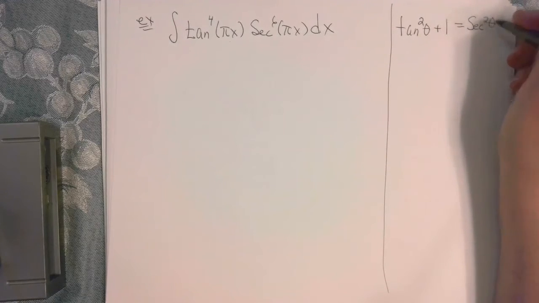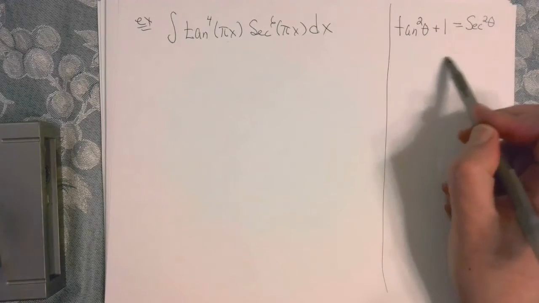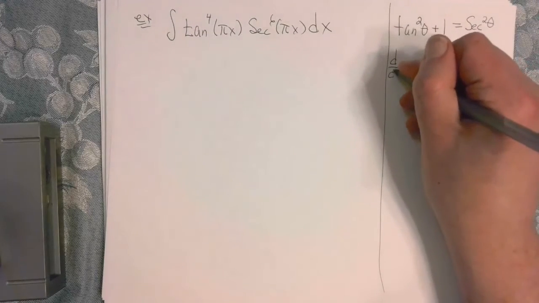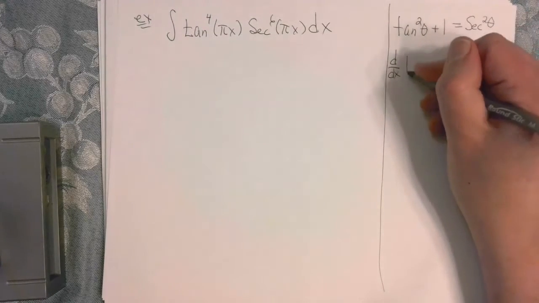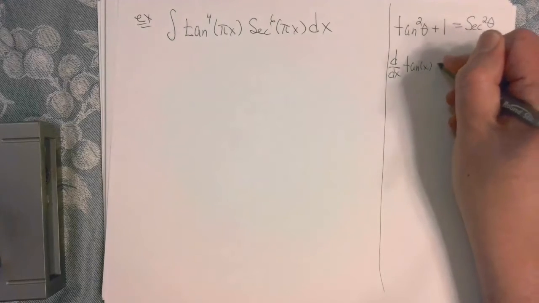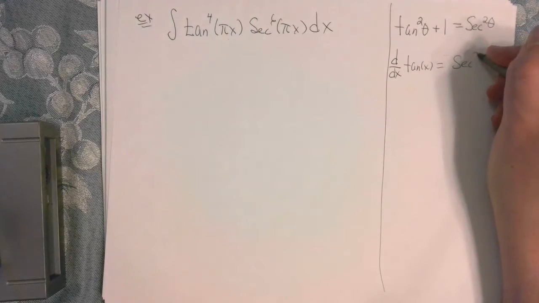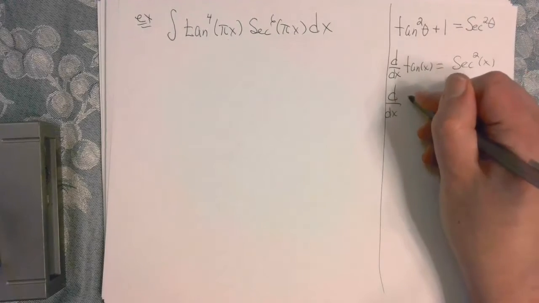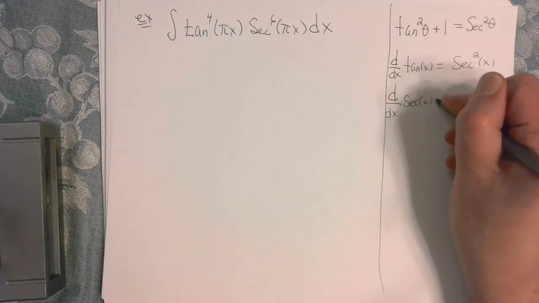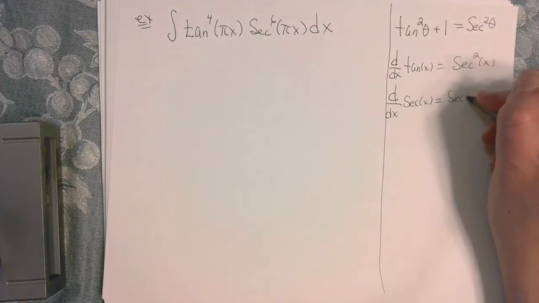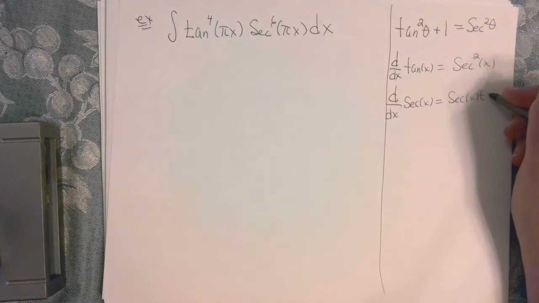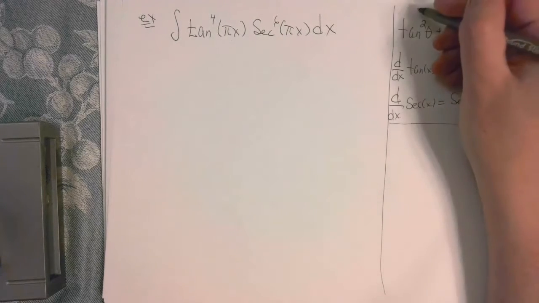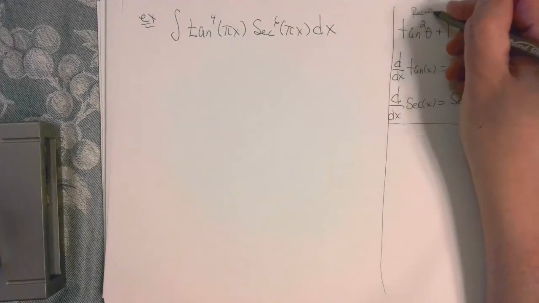So this is sort of my recall. So there's the Pythagorean identity that might be helpful. And then let's also just write the derivative of, how about tangent? We know the derivative of tangent. That's exactly secant squared of x. And then the derivative of secant, remember that's the product of secant and tangent, both of the same angle x. So recall.